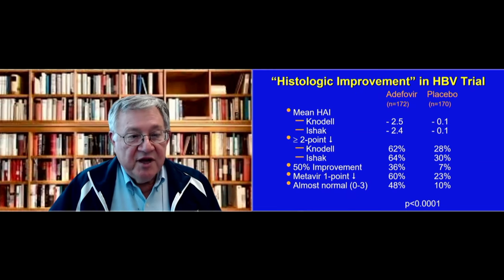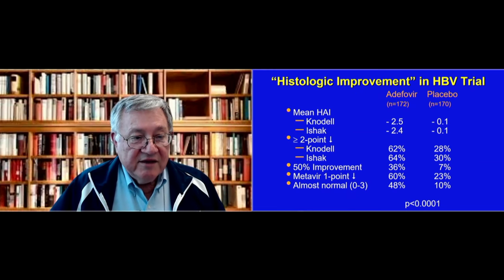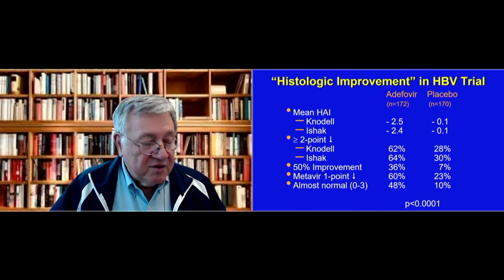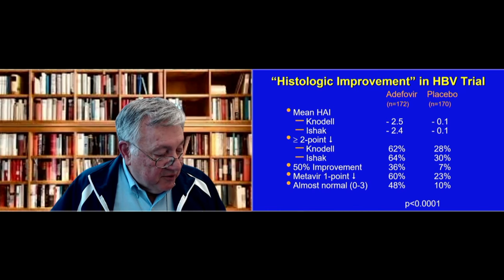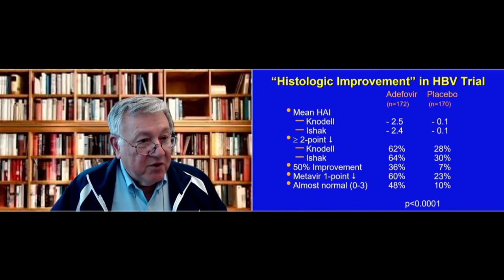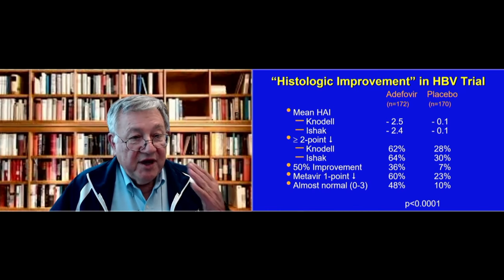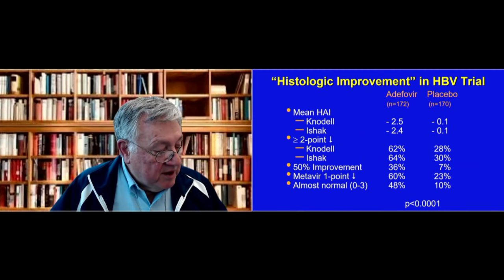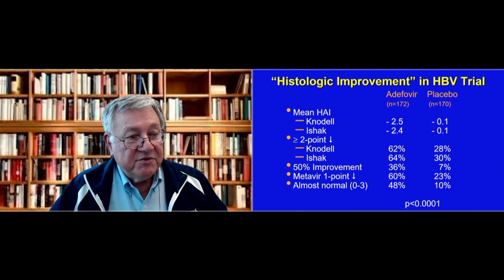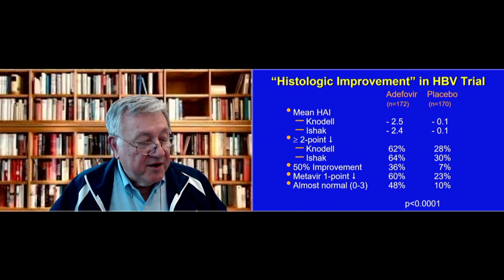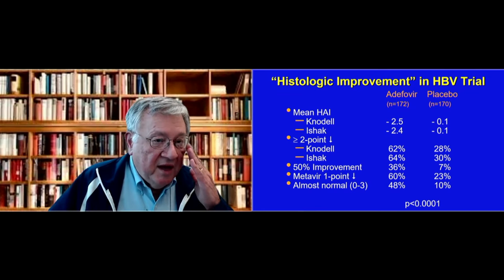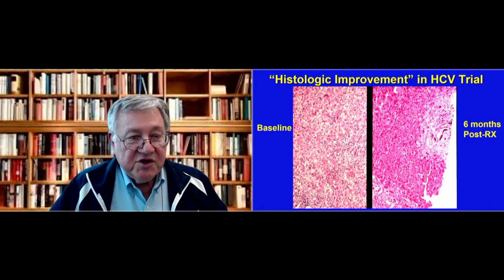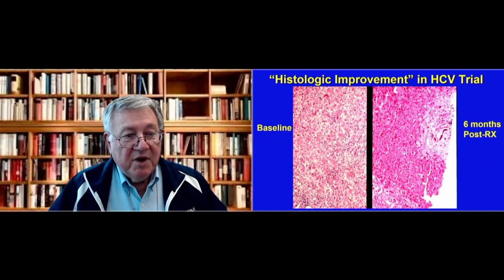So any way that you cut the data, it's highly statistically significant, p less than 0.0001. And the reason is because the drug really works. And that was true for all the other hepatitis B nucleoside and nucleotide analogs. And it was true for hepatitis C patients who had a sustained virologic response. Next slide, please. And, you know, you don't even have to use the numbers. You can put the slides side by side.